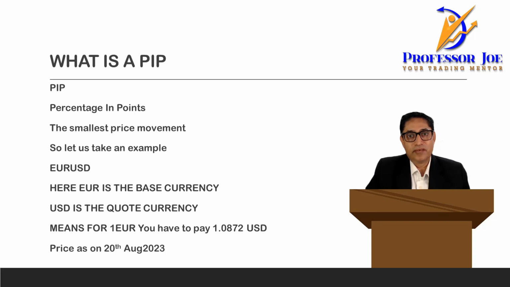Currently, when I'm recording this session, 1 euro is equal to 1.0872 USD. Okay, so to buy 1 euro, you have to give 1.0872 USD.